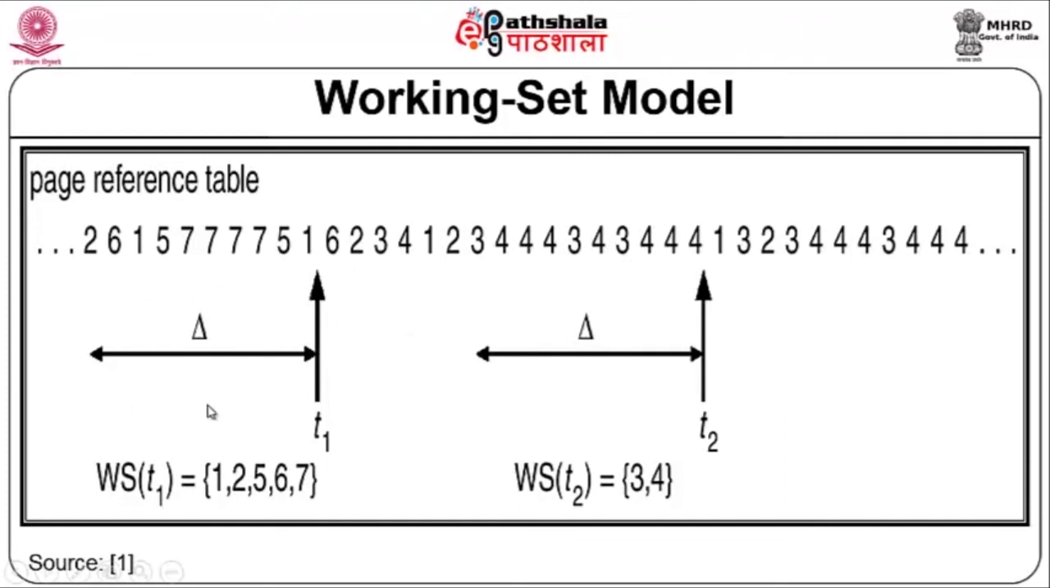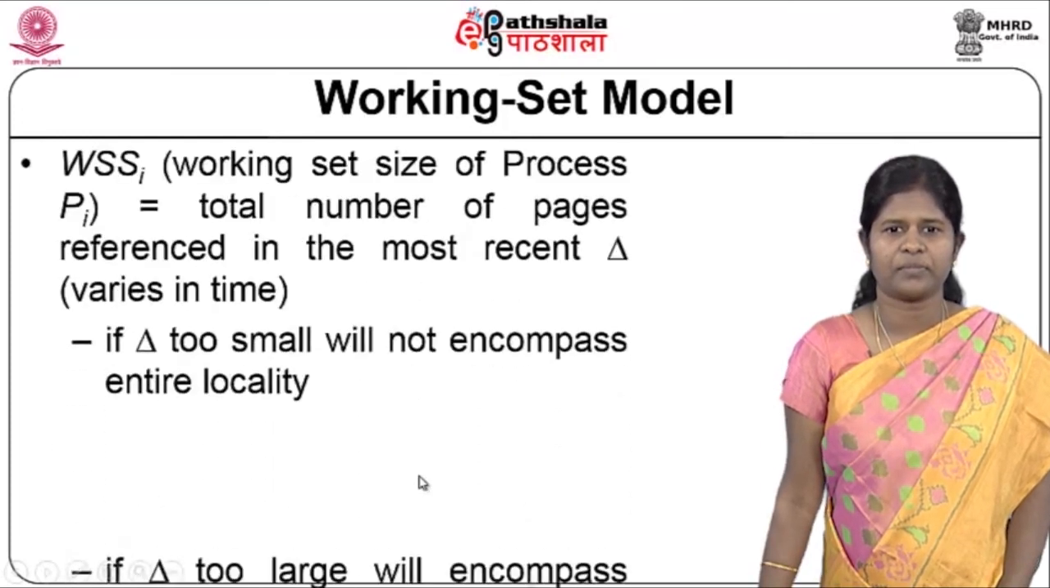So, the working set at time t1 comprises 1, 2, 5, 6 and 7, and hence the working set size here is 5. At time t2, the working set comprises only 3 and 4, and hence the working set size is only 2. So, at time t1 it is needed to have 5 pages for that process in the physical memory, but at time t2 it is enough to have only 2 pages for that process in the physical memory, because only 2 pages are active at t2, but 5 pages are active at t1.